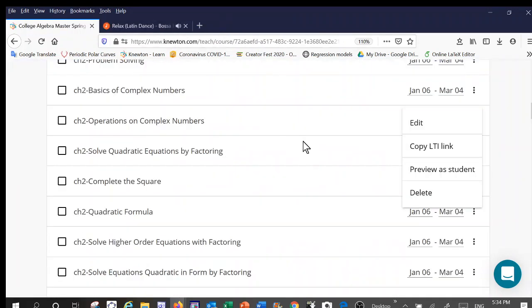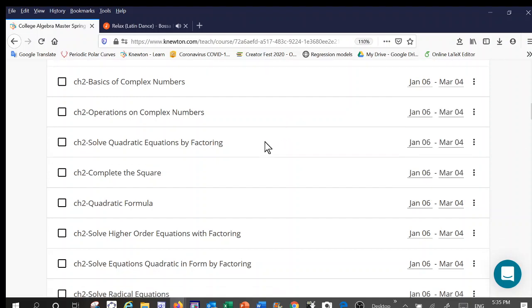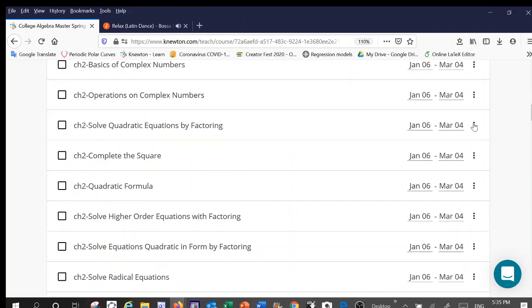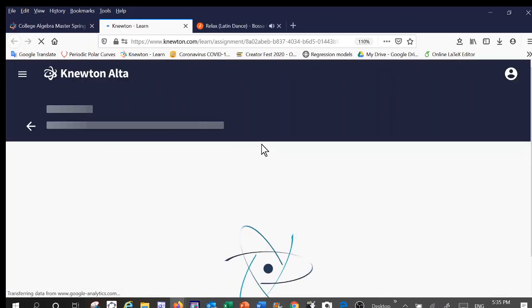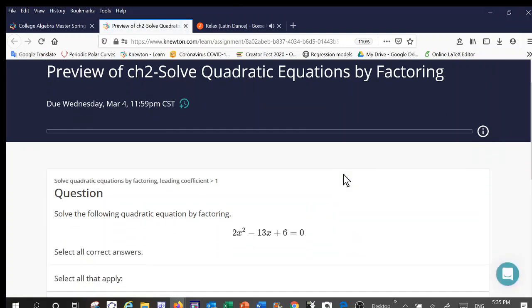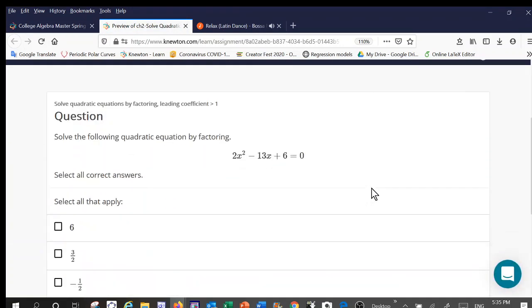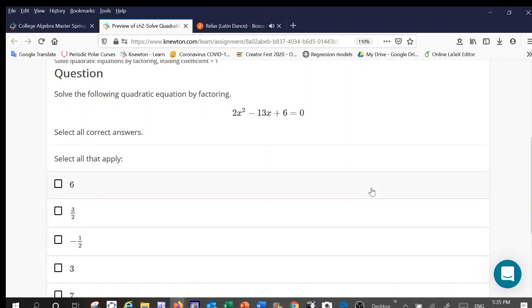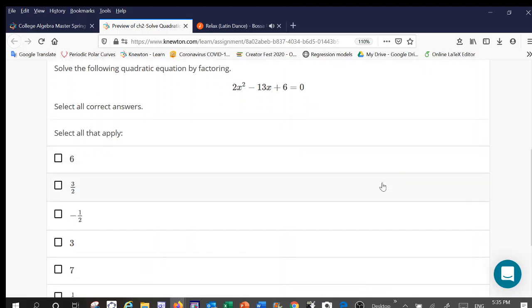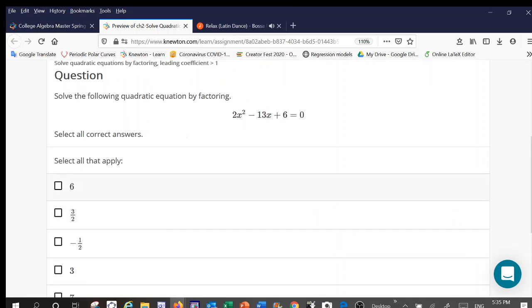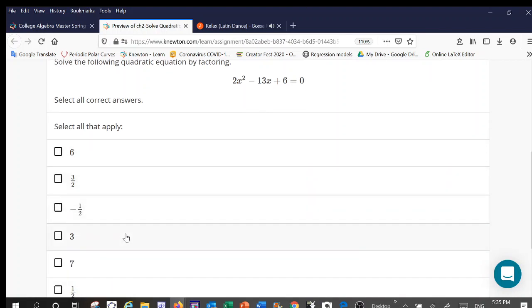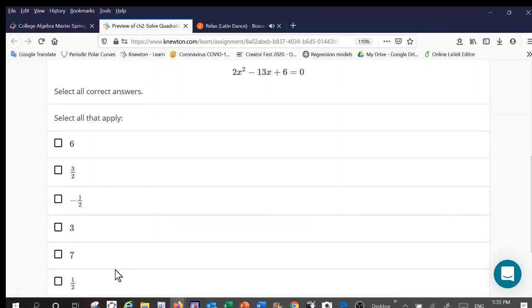All right, so these are operations with complex numbers, and I think you can get this under control. So I'm going to move on to solving quadratic equations by factoring. Let's see. All right, well, it says solve the following quadratic equation by factoring. Select all correct answers. Now, to solve a quadratic equation, we know we have to be able to factor it into, let me get some space here.